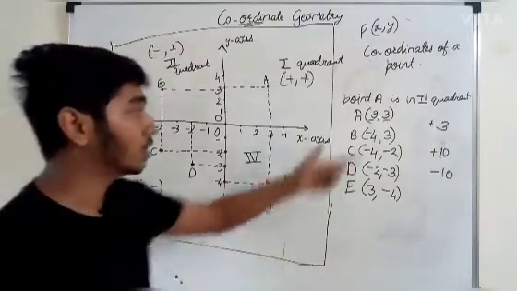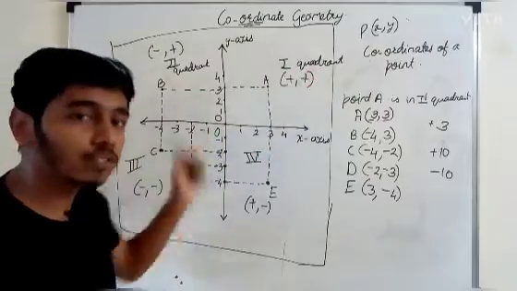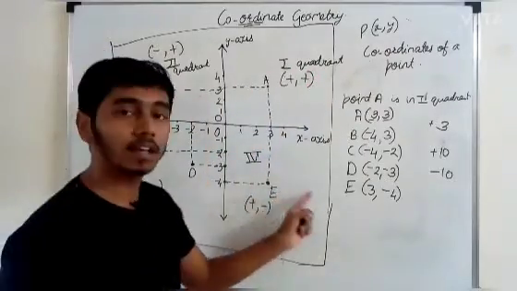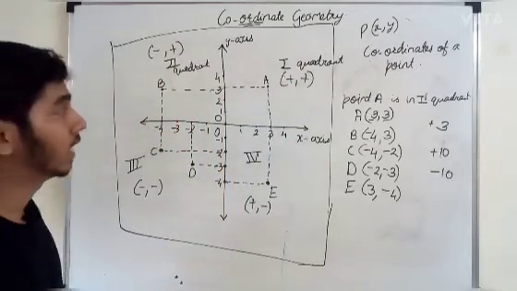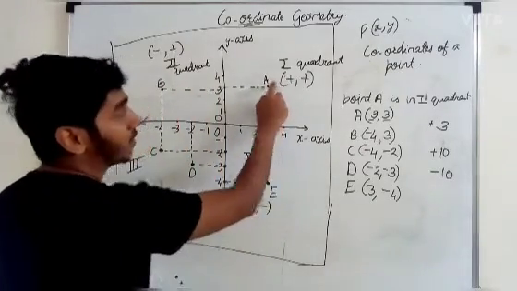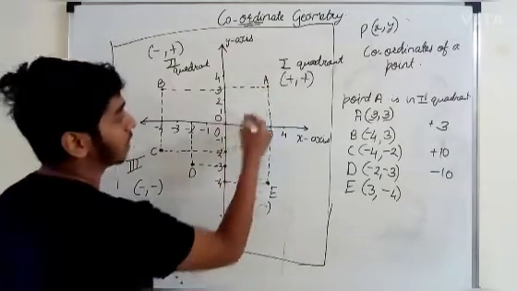So now, on the basis of this, we are trying to find, in each of the four quadrants, the positives and the negatives. Like, if any point is in the first quadrant, for example, let's take any other point.